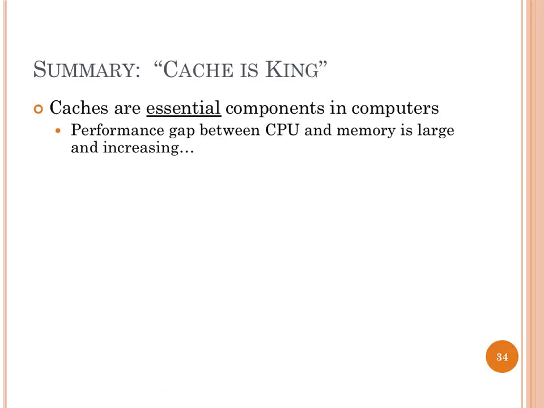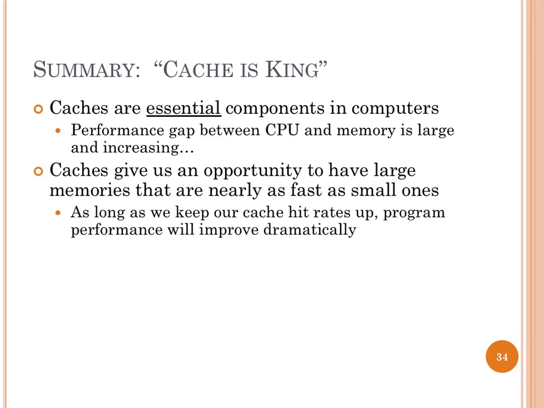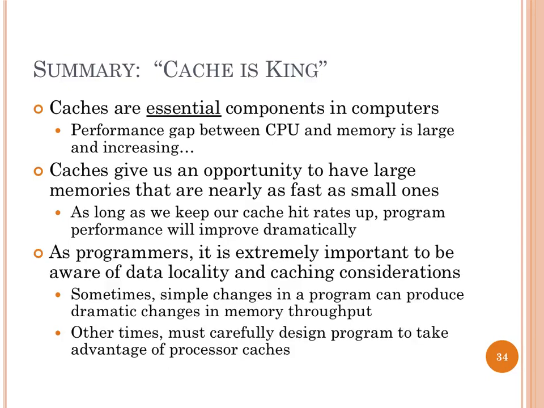Okay, there you go. So cache is king. Basically, since we have this horrible performance gap between the processor and memory, caches are the solution. They basically let us have large memories that are as performant as small memories as long as our programs are well written. Okay? We've got to keep our cache hit rate up to get that. And so you can see that it's really important to think about this when you're designing data structures and so forth. Like I said, you write JavaScript code, you write Java code, you write Python code.